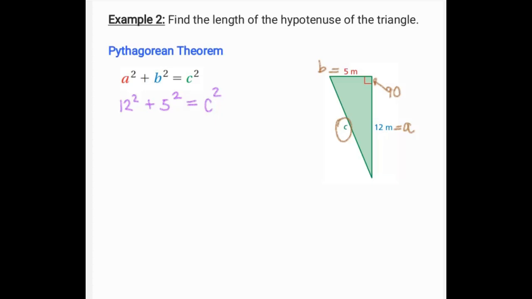So let's continue on. Now the 12 squared, remember, as in our exponent, it is 12 times 12, and that's going to give us 144. And then 5 squared will give us 5 times 5, and that's 25, equals C squared right there. So we can add 144 plus 25. That will give us 169 equals C squared. And then the next part is we want to find what C is. So you will have to take the square root on both sides.